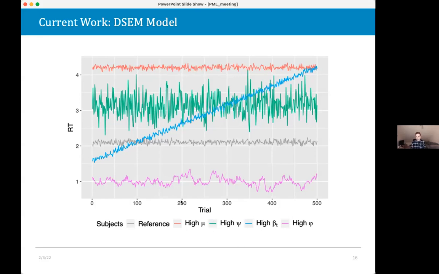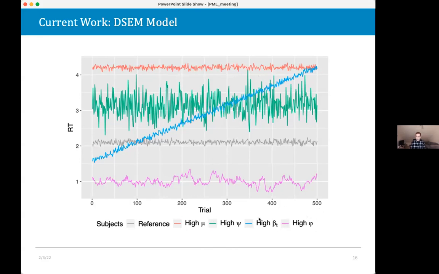High psi is like what we saw earlier. I've changed the mean, obviously, just so that we can visualize them. But the main difference is that there's just greater dispersion. A high trend, that's also relatively intuitive. They're just getting worse over time. This person is slowing down systematically.